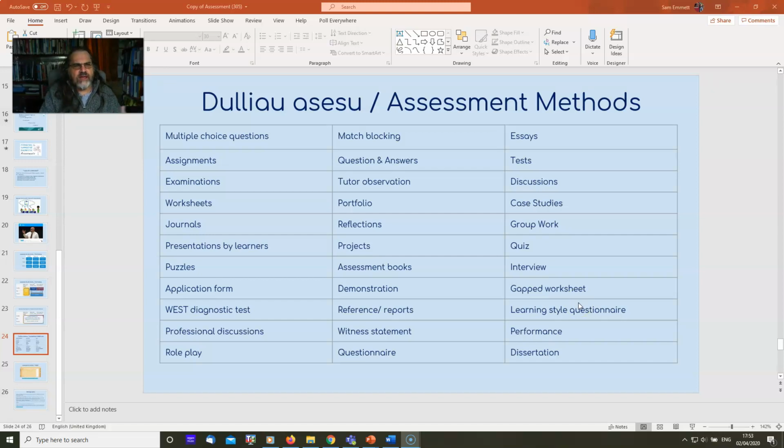Is that an initial diagnostic ipsative assessment? Is that a formative assessment? Or is that a summative assessment? We won't worry about the interim anymore.